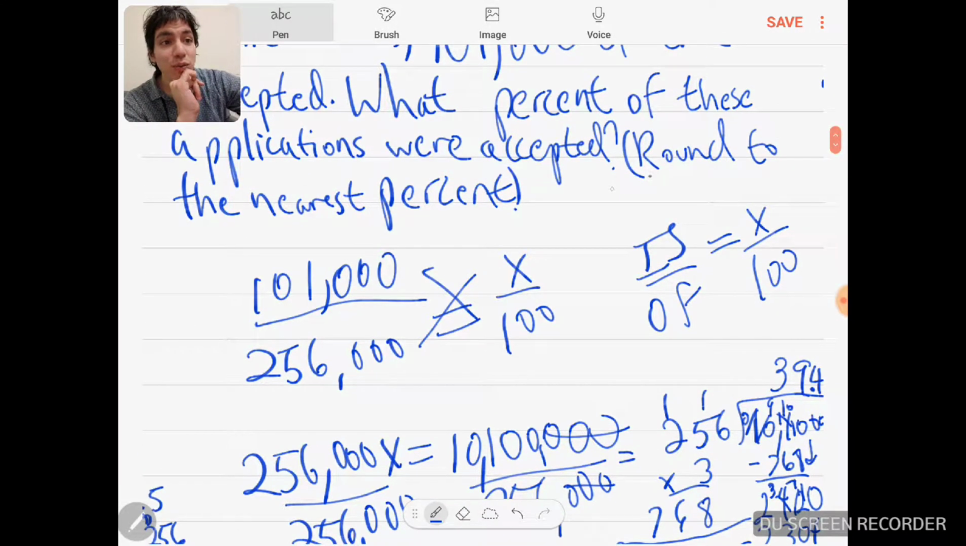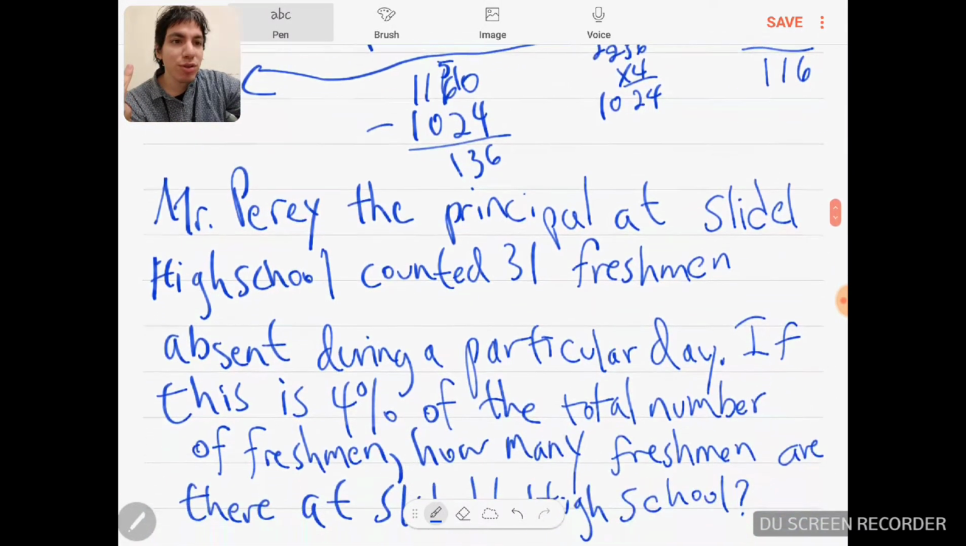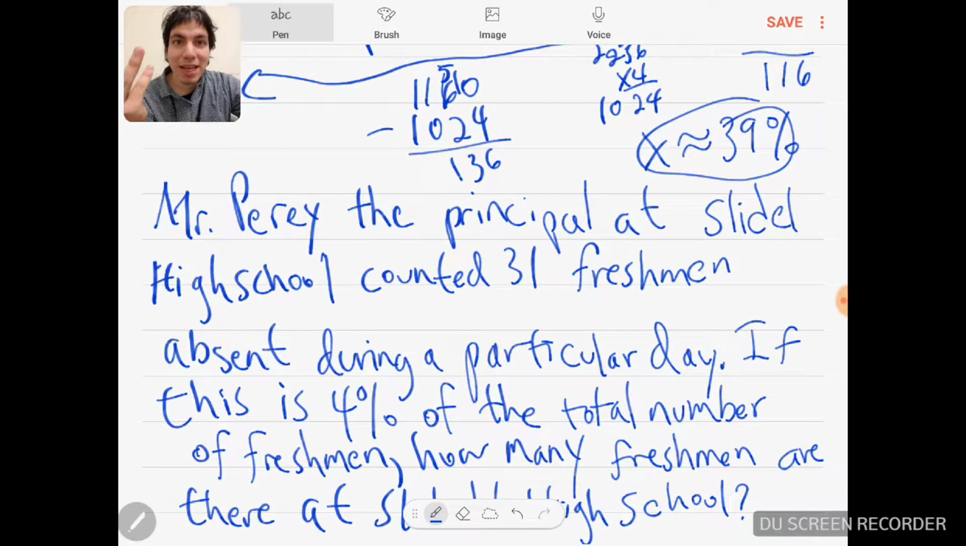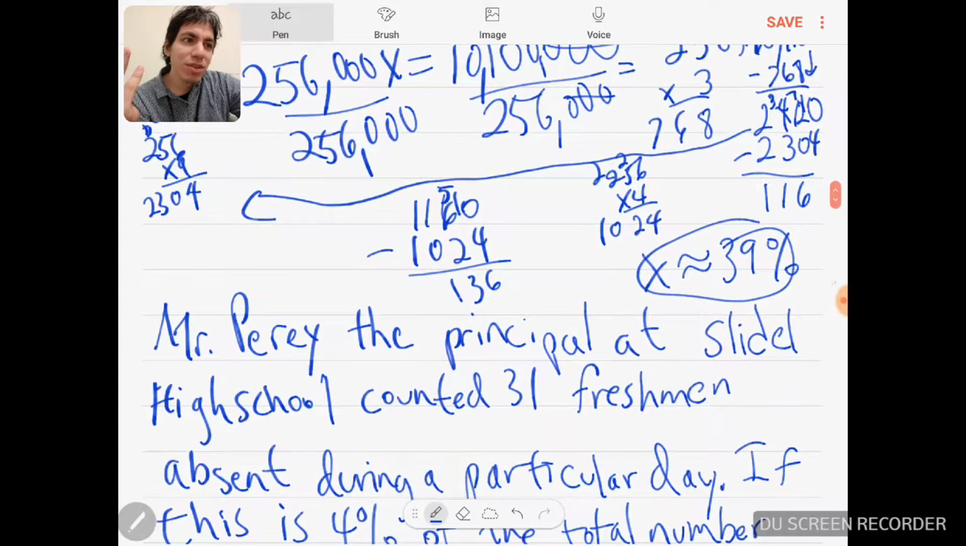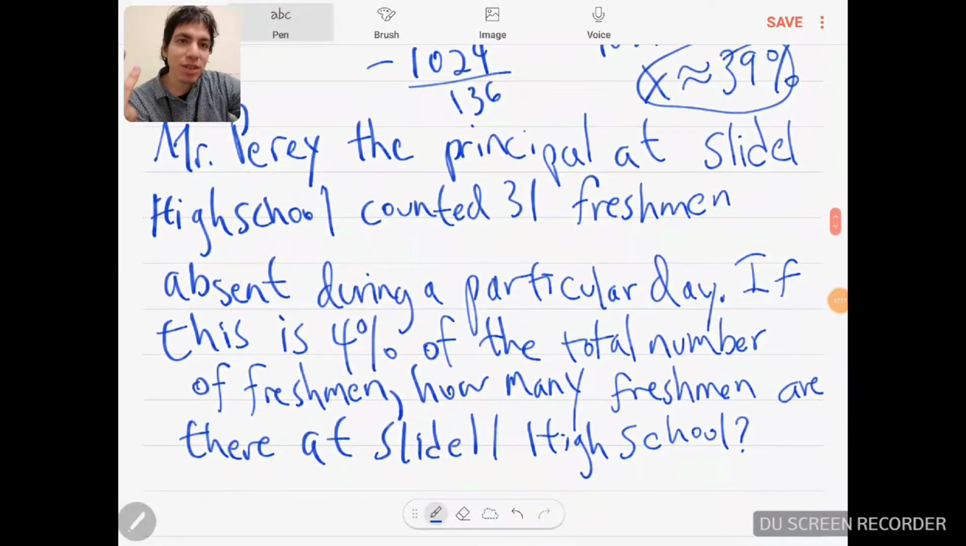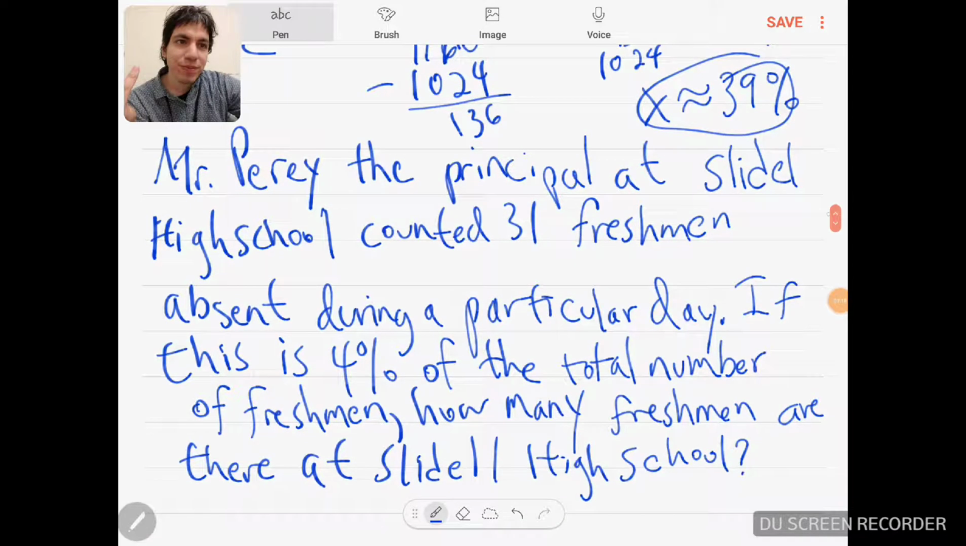say, round your answer to the nearest percent. So my answer is 39.4, so if I round that up, it's approximately about 39%. So my x is approximately, it's not exactly, approximately 39% as my final answer. That was a little bit rough to do, but we have one more for you guys to do as well. It's a lot shorter compared to that other one.